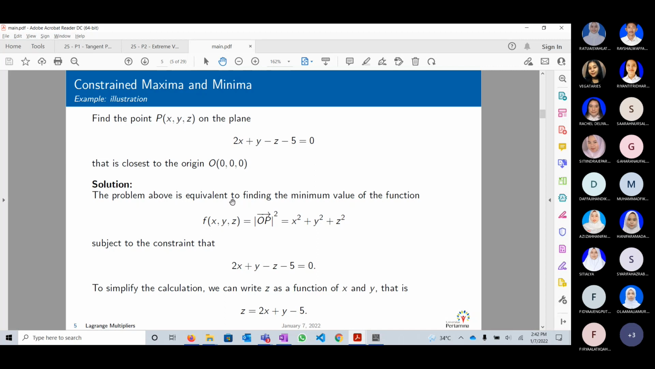Then this problem is actually equivalent to finding the minimum value of the function. This, if you remember, is the function for distance. This is the function for the square of distance.